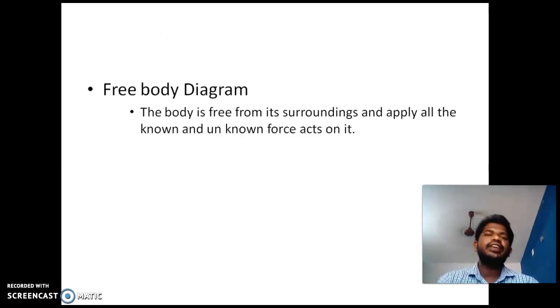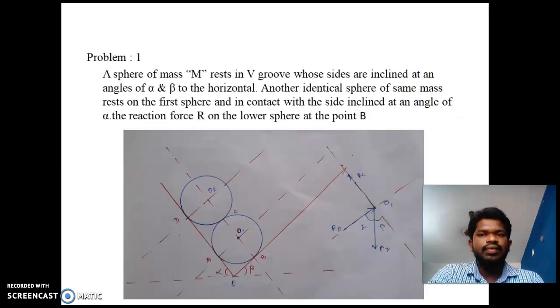Next, free body diagram. The free body diagram means the body is free from its surroundings, or separated from the system, and we specify all the known forces and unknown forces acting on the body. Free body diagrams are very useful in engineering mechanics to solve problems, and are used to simplify the application of theory. Next, we are going to see the problem.